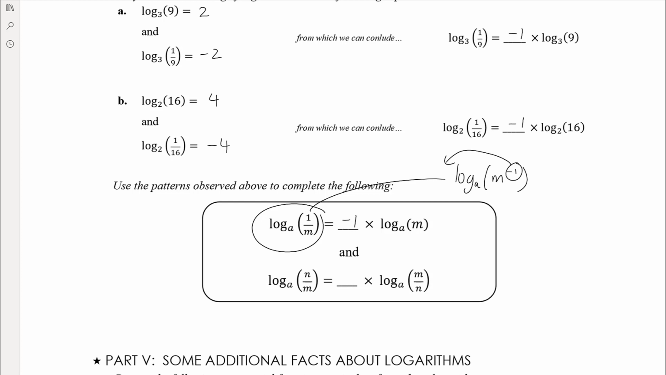Okay. Same idea with taking a reciprocal. So here, this is the same as log base a of m over n to the negative 1. And so you can take that negative 1 down the front, and this is the same as negative 1 times log a of m over n.